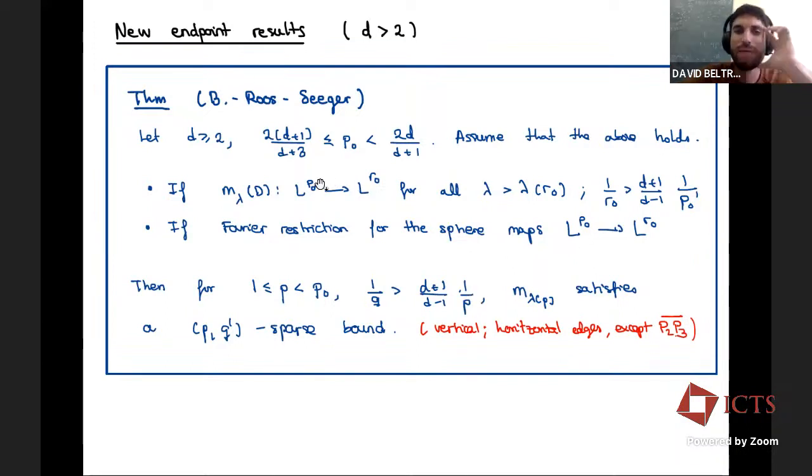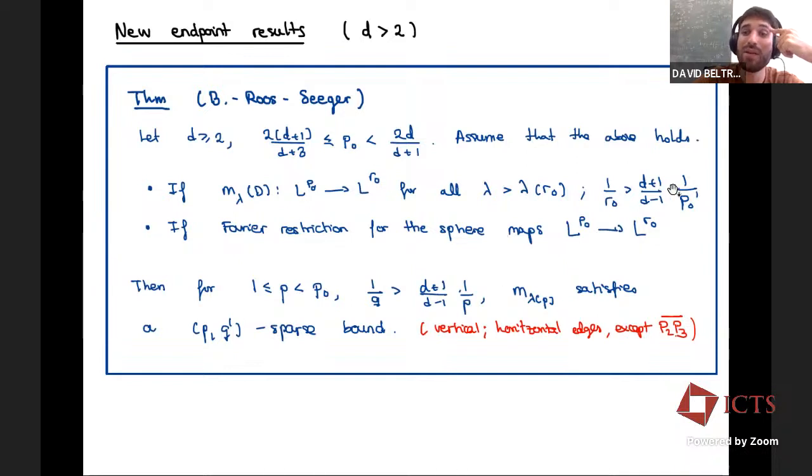So if R0 is equal to P0, that's the diagonal case, right? In that case, Tao proved that this implies B, but for R0 equal to P0, not quite. It would imply for LP to LP for P strictly smaller than P0. So if the first one holds for R0 equal to P0, then it implies the second one for LP to LP for P strictly smaller than P0. That's Tao's original result. So here we don't know yet if A implies B, but we plan to look at that. So I expect this to be true.